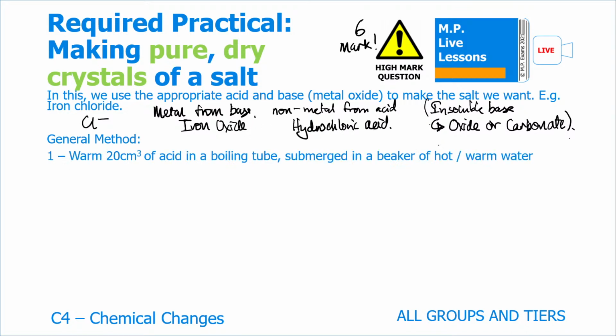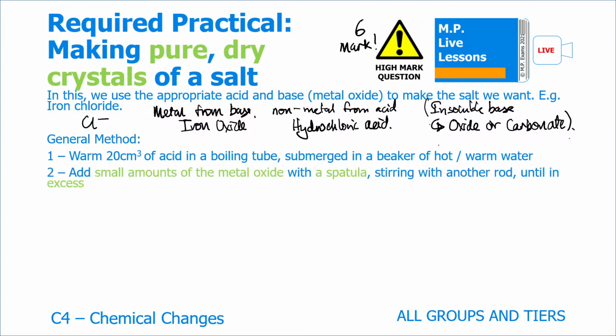Now we have a general method. We'll warm a set volume of acid in a boiling tube, and that's going to be submerged in, let's say, a beaker of hot or warm water. You can use any volume you like, but you need to be sensible. I wouldn't go above, let's say, 40 cubic centimeters, otherwise it's too much.